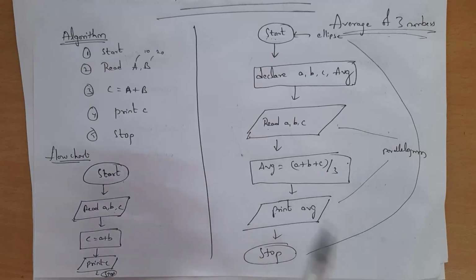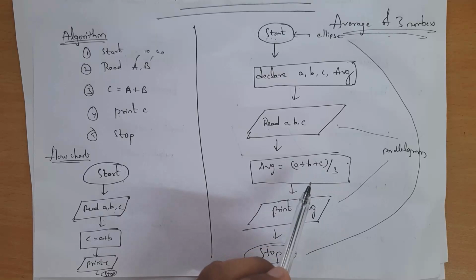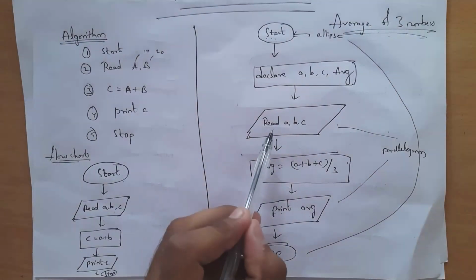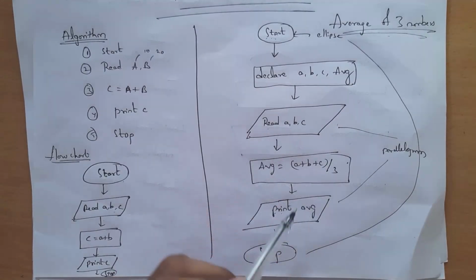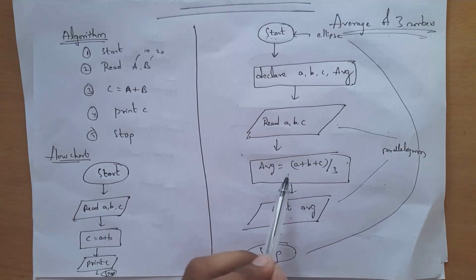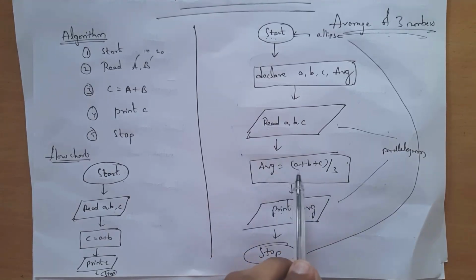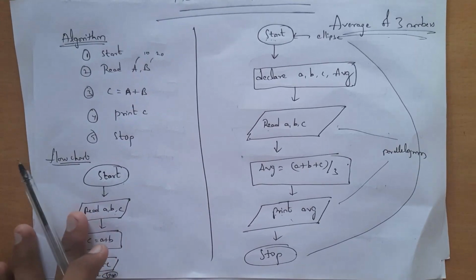After that, you need to write average is equal to A plus B plus C by 3. In order to calculate the average, you need to use this formula. And at last, we need to print average because average contains the result. So you need to print average and the last step is stop. Reading values and printing output must be written in a parallelogram. So I wrote both of these in a parallelogram, and expressions must be written in a rectangle. So here I wrote the expression A plus B plus C by 3 in a rectangle, and you need to write start and stop in an ellipse. This is the flowchart for the average of 3 numbers.